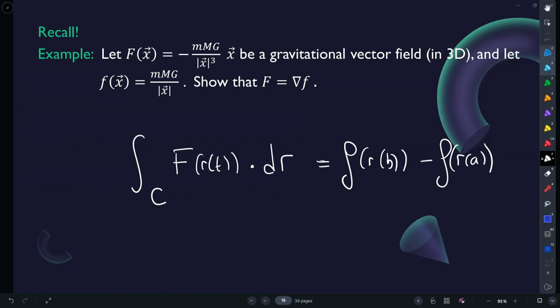So what seemed like a very complicated integral last time is actually very simple, because you just have to evaluate this function where you end and subtract the value where you started. So you can actually compute the work very easily in very complicated gravitational fields, which is very important, that you can do this quite simply.